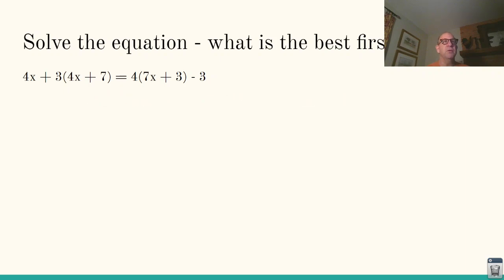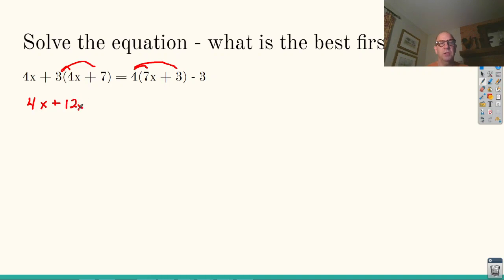So PEMDAS says, hey, you know what? I don't like parentheses. Get rid of them. Okay, let's get rid of the parentheses. So I'm going to distribute 3, and I'm going to distribute 4. Why? Because I like to. So 4x plus 3 times 4 is 12x. 3 times 7 is 21. Equals 4 times 7 is 28x. And 4 times 3 is 12. And then minus 3. So we have distributed. We still have x terms all over the place, but we got rid of the parentheses.